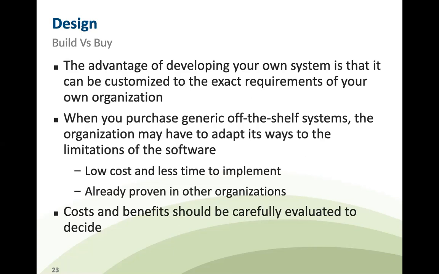When you purchase a generic off the shelf system, for example accounting systems, there are already accounting systems available in the market, right? You can just pay and buy them. These are known as off the shelf systems. Like you buy products from a supermarket, you can get these from people who have software companies and have already built these systems, right? So you can pay and purchase them.